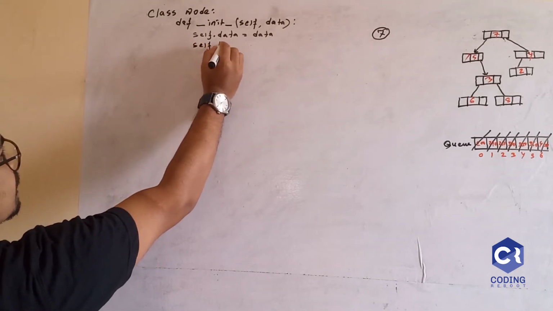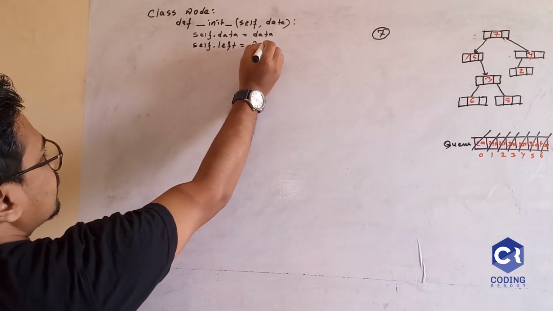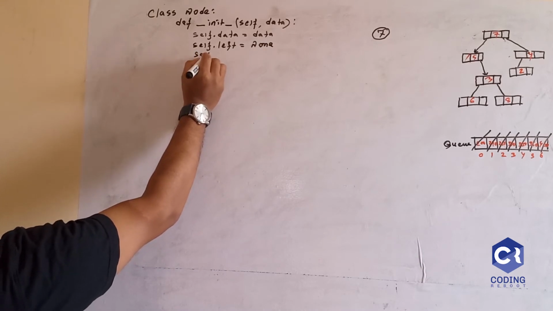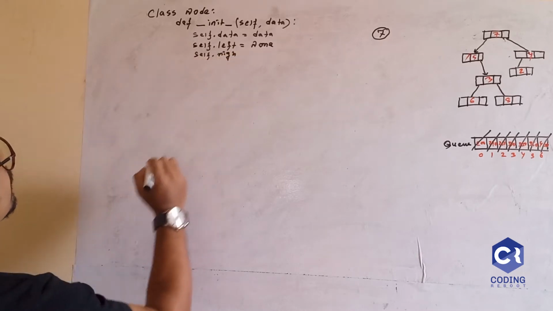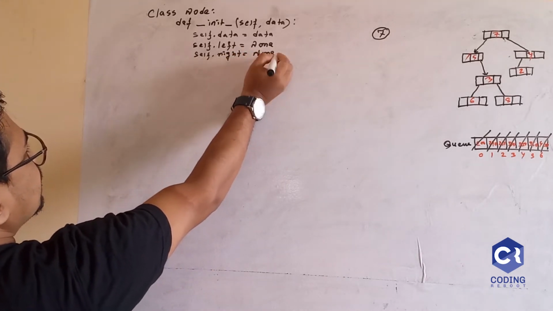Self.left is equal to none, self.right is equal to none.